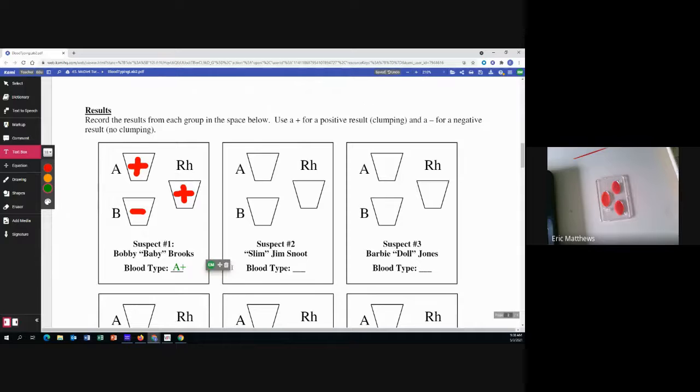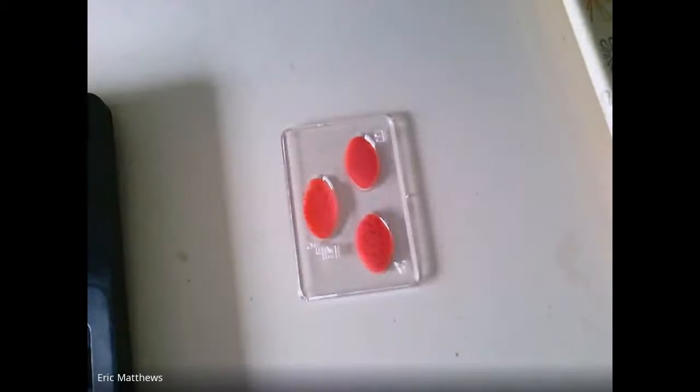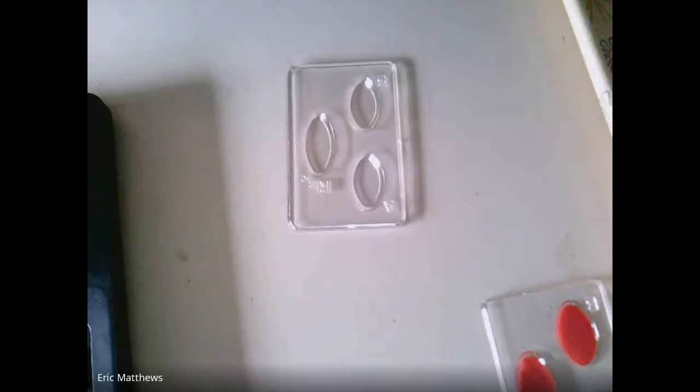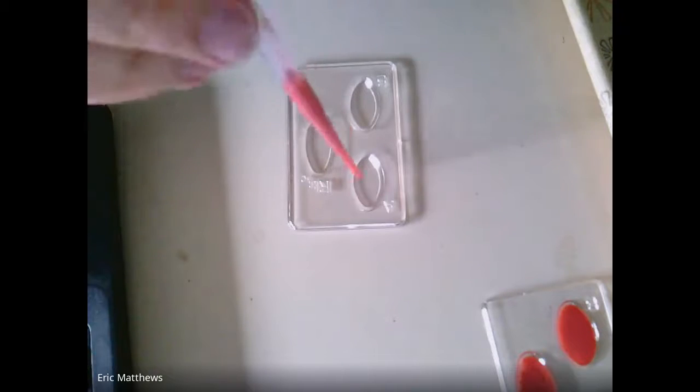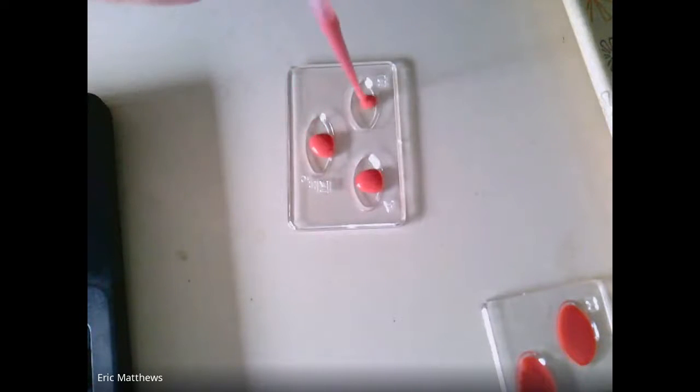All right. Now I'm not going to come back to this view of the lab. I'll let everybody else finish it. I'm just going to do the experimental side because it takes some time. All right. So suspect 1 is done, A positive. Now for suspect number 2, this is Slim Jim Snoot. Just a few drops of blood in each one. I'm going to go much quicker now.